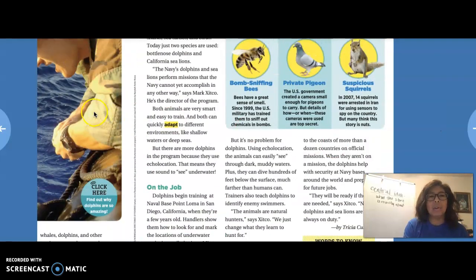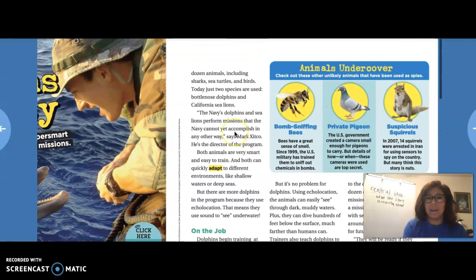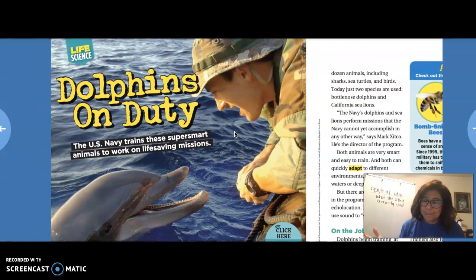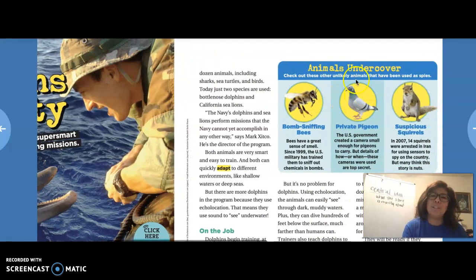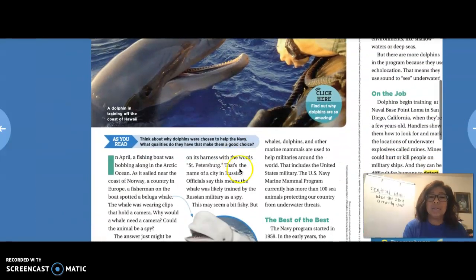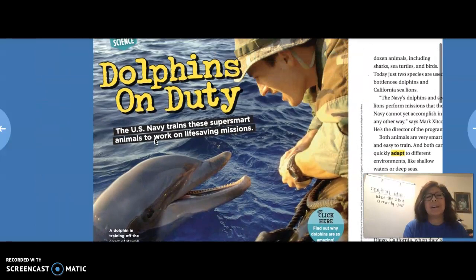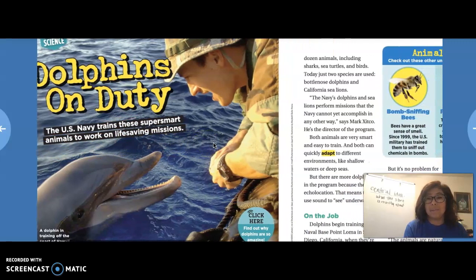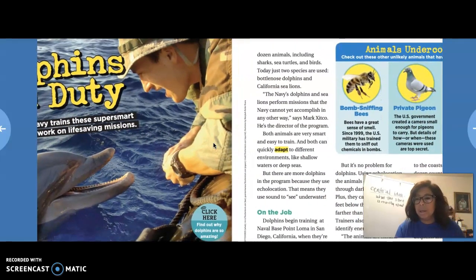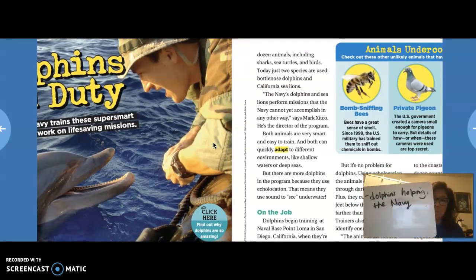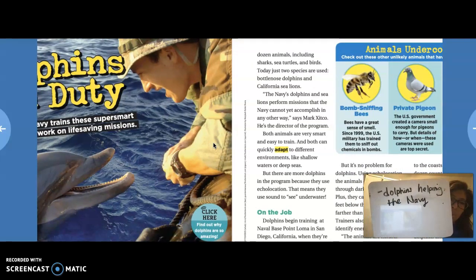Now, just looking at the title and the subheadings and the diagrams, I have a feeling it's about animals. And specifically, in the title, it says Dolphins on Duty. So I know it's going to probably be about dolphins. Now, even though they do mention some animals here, looking at the rest of the title, the headings though, best of the best, on the job, reporting for duty. And just in the title itself, Dolphins on Duty, the U.S. Navy trains these super smart animals to work on life-saving missions. So, I'm thinking that the story is going to be about dolphins helping the Navy.